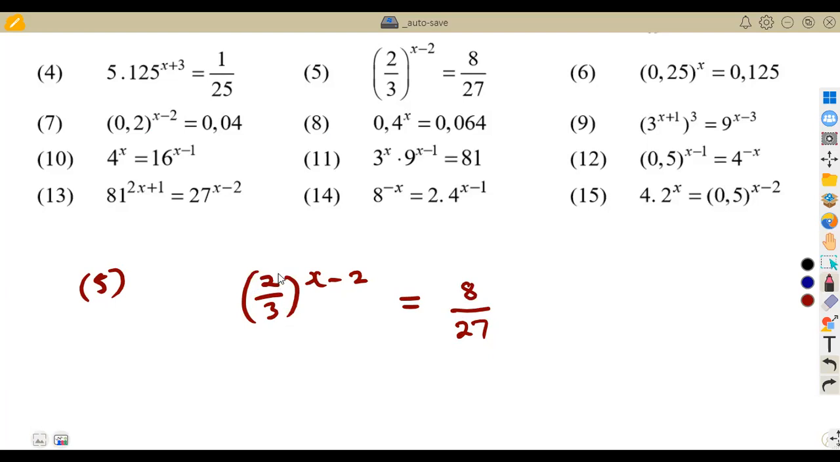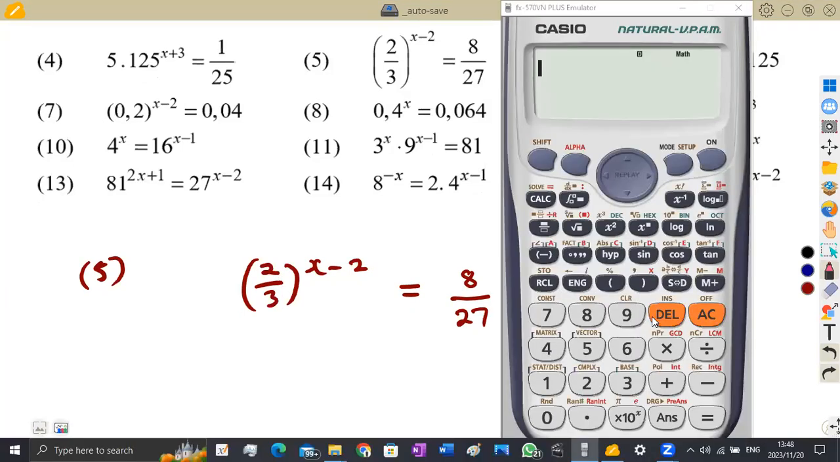Now let us check. 2 is in simplest form. 3 is also in simplest form. These are prime numbers. 2 is a prime number, remember? 3 is a prime number. So you can test with those ones that are in simplest form. So this is what you do on your calculator. You are going to test with these ones which are in simplest form.